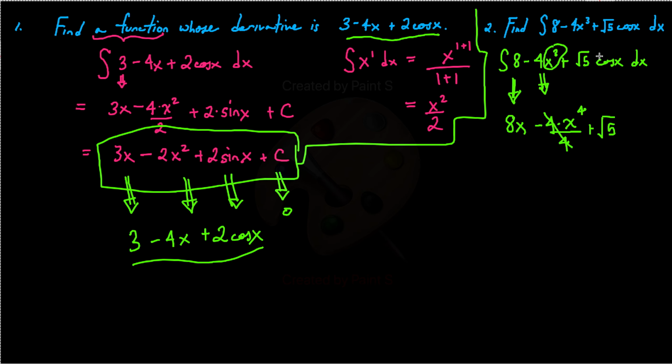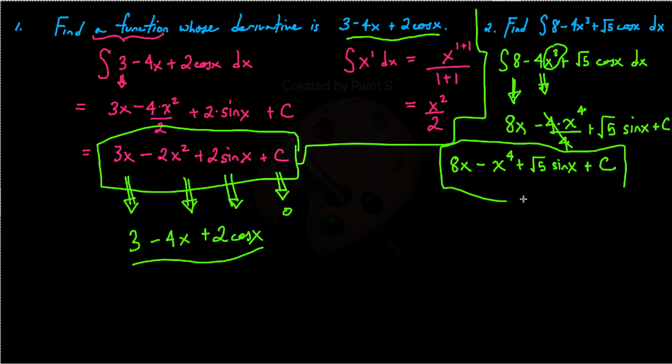And what's the antiderivative of cosine x? Sine x. And again, let's do the plus c, and then let's check. So this is my answer. I have 8x minus x to the 4th plus the square root of 5 sine x plus c. And I say that this is an antiderivative for this right here.